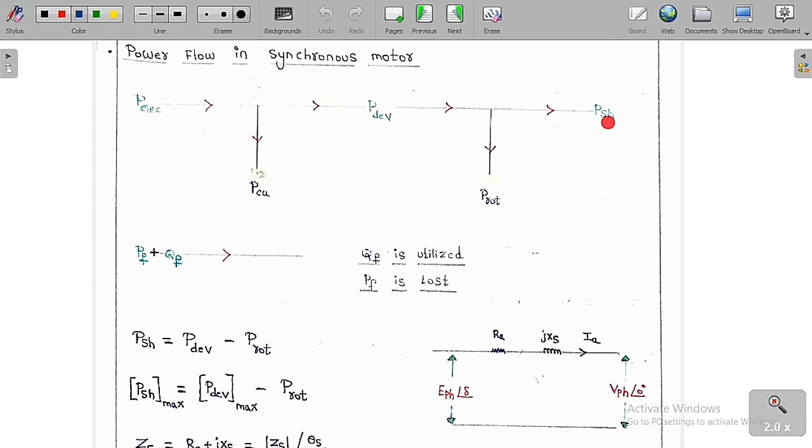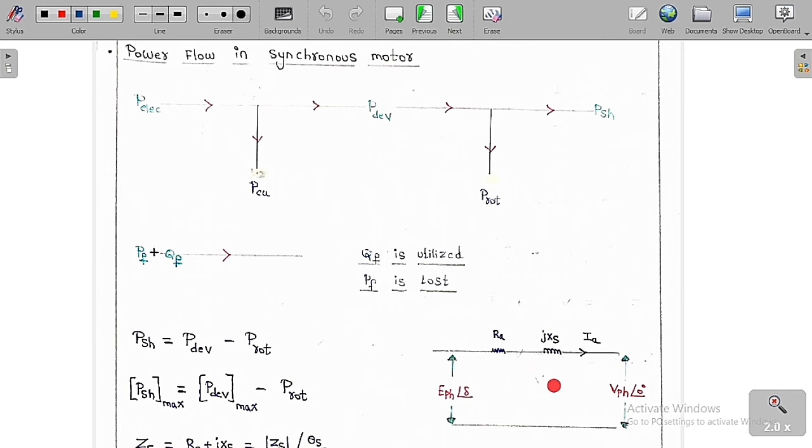You can see clearly the shaft power is nothing but the mechanical power developed minus rotational losses. Then if you want the shaft power to be maximum, I've already told you the rotational losses are constant values from no load to full load. So if you want shaft power maximum, then definitely the power developed should be maximum. Then only you are going to get a maximum shaft power, because the rotational loss is always constant from no load to full load.